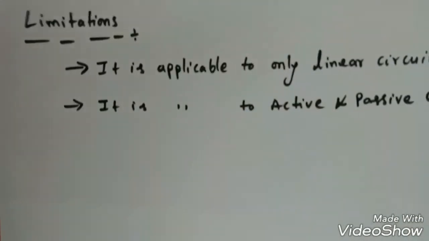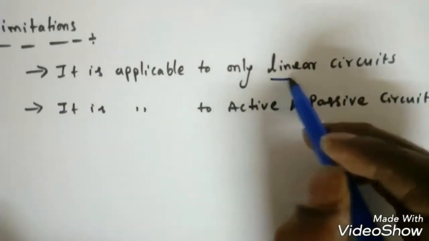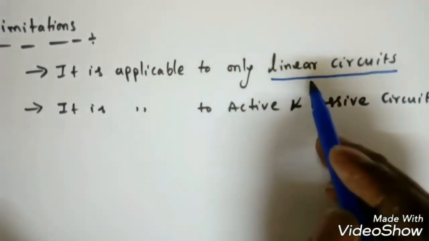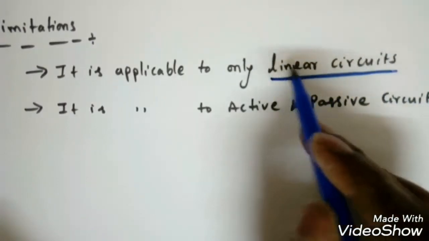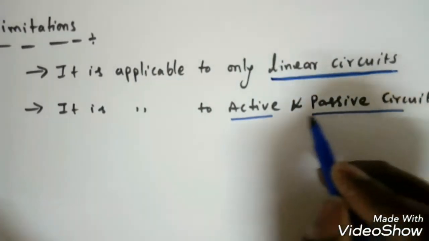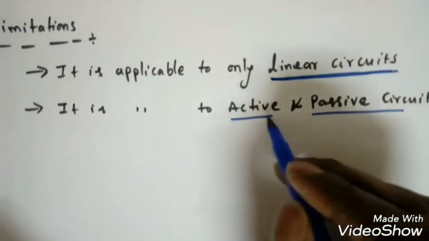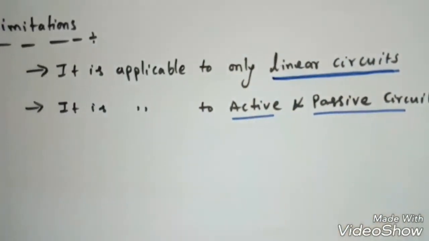Next we see the limitations, which is nothing but the circuits for which we can apply this theorem. It is always applicable only for linear circuits. We have seen that all the theorems are applicable to linear circuits only. It can be active or passive circuits, no problem. It can consist of passive elements and active elements. For those circuits we can apply the maximum power transfer theorem.